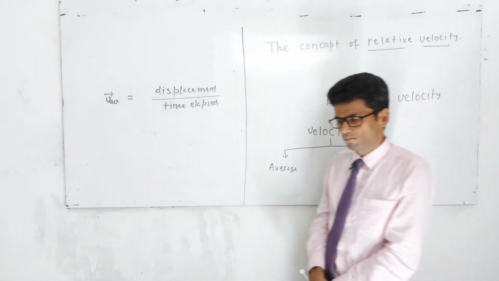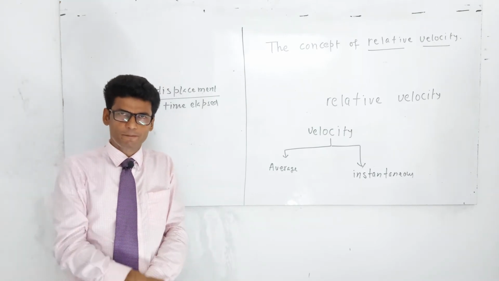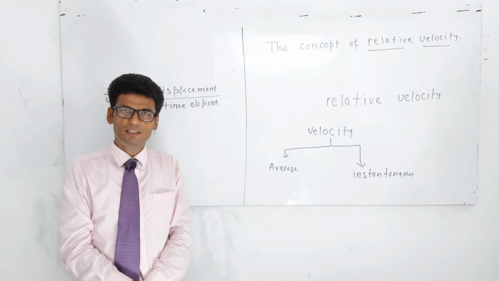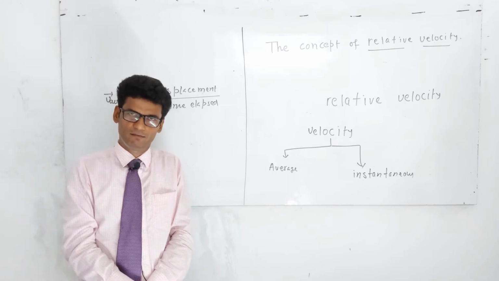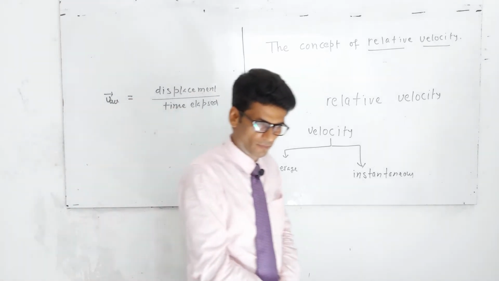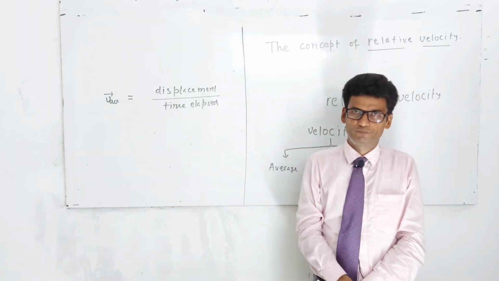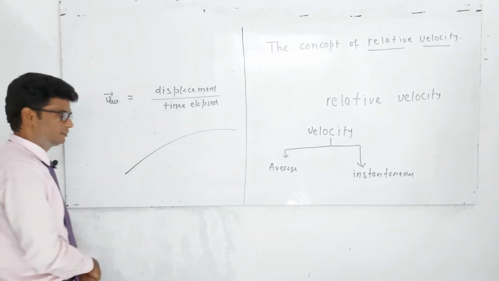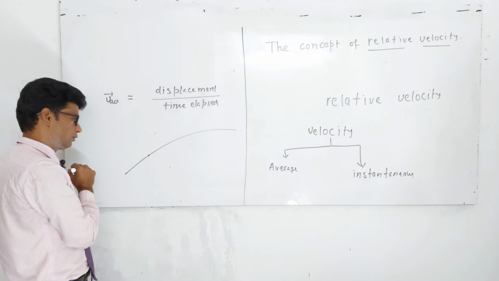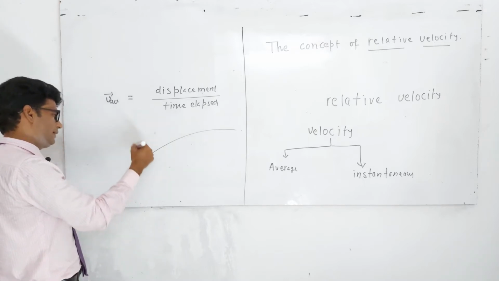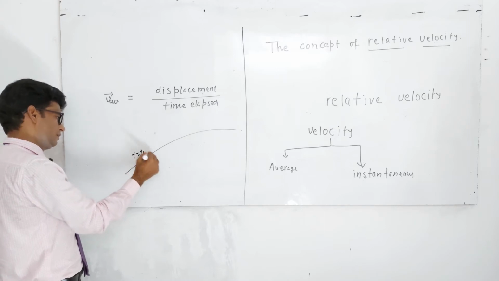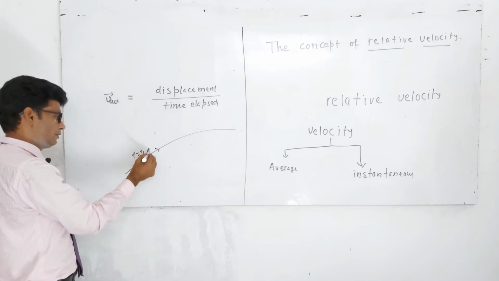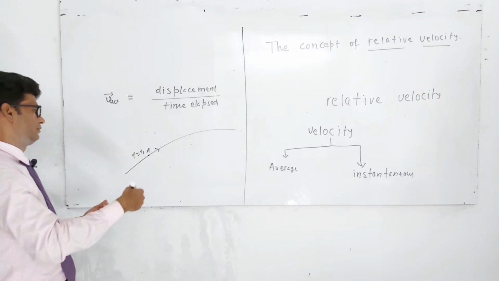So again, what is displacement? Displacement is a directed line segment from the initial position to the final position, no matter which path the particle followed. Suppose this is a path on which a particle is moving. Say at time t1, the particle is here at A, and the arrow indicates the path it follows.